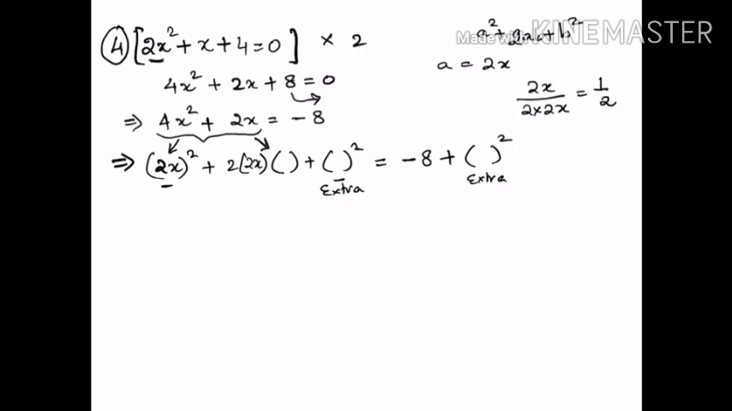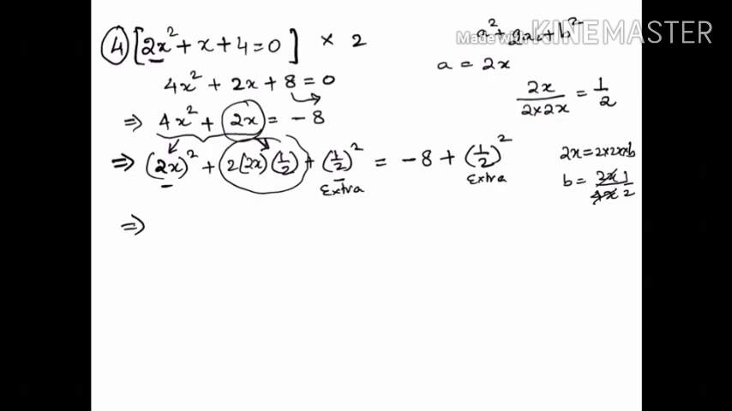How did we get this? We equated 2x to this term because they both are same. So 2x is equal to 2 into 2x into b. So b is equal to 2x upon 4x, and that is equal to 1 over 2. So the b term is 1 over 2, and you will fill in the remaining brackets with 1 by 2.